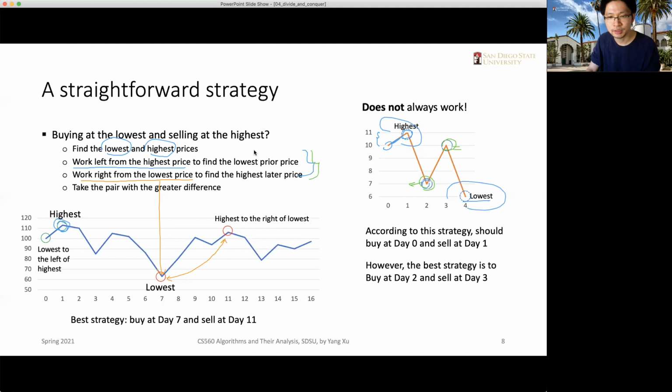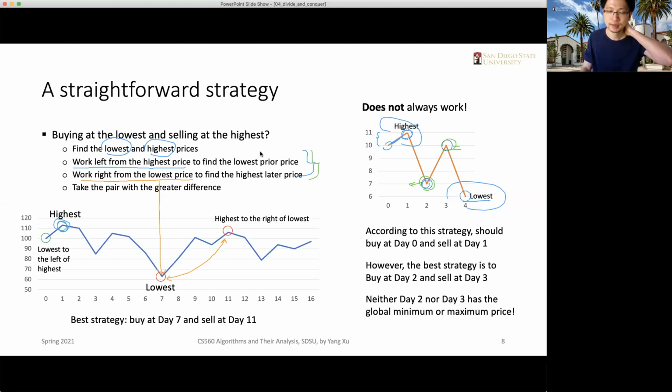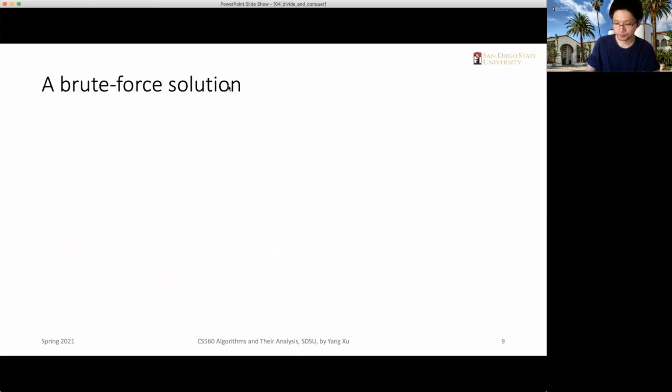So we've got to consider a different way, okay? Which means that it is a harder problem than we expected. It's not that simple a problem. We shouldn't just consider the global highest or global lowest points. All right, so let's see what we can do here.